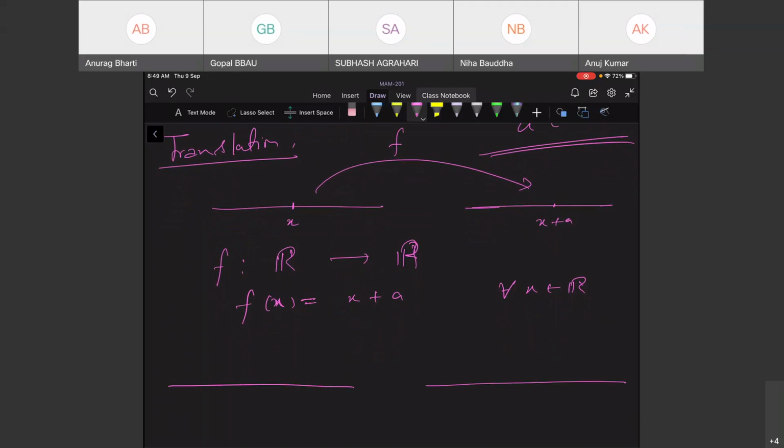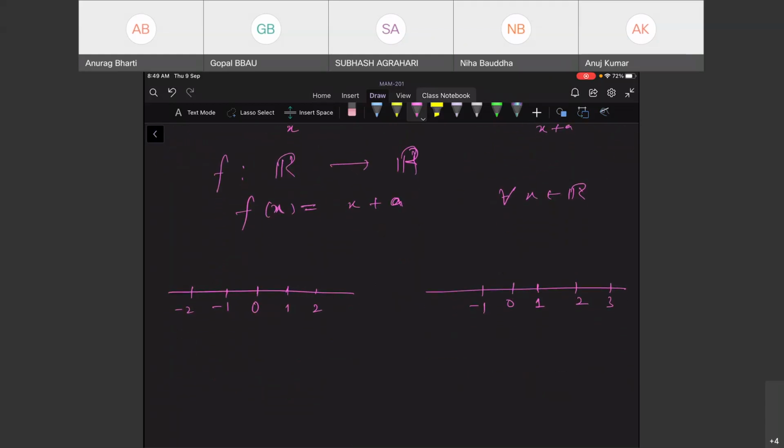So suppose instead of a, let us take a equal to 1. So this means your origin will be mapped to 1, 1 is mapped to 2, 2 is mapped to 3 and so on. So minus 1 is mapped to 0, minus 2 is mapped to minus 1, and so on. So this is clearly a homomorphism. Why? Because f is 1-1.